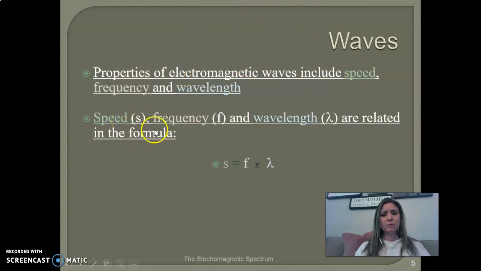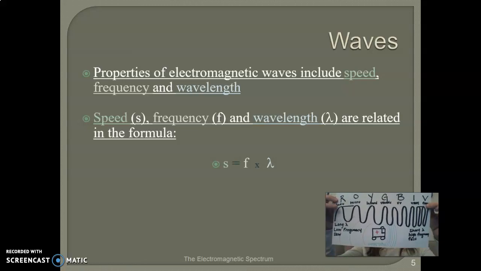You can also think about speed, frequency, and wavelength in this format. Speed equals frequency times our wavelength. Remember, sometimes we were just using speed equals distance divided by time too. But this is the one that we're going to be using with our electromagnetic spectrum.